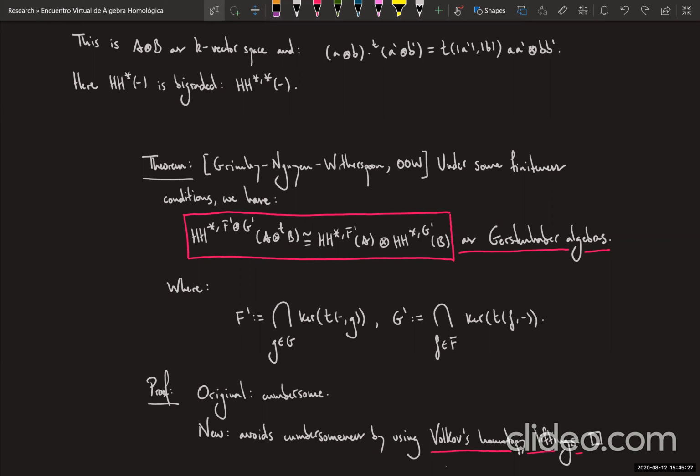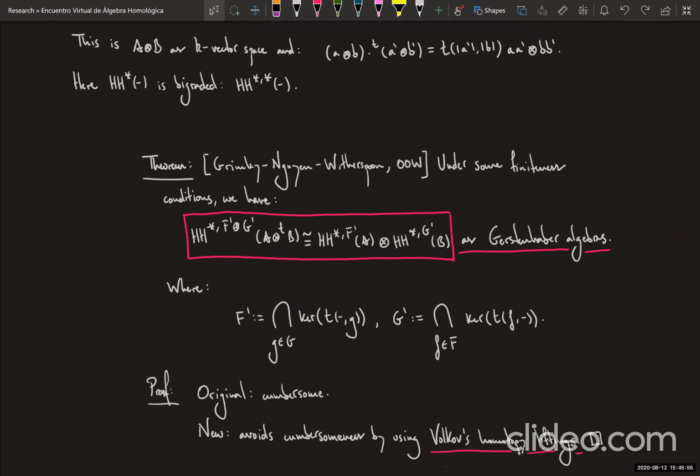Before we continue, f prime and g prime are just some intersections of the kernels of the bicharacter. These are just some subgroups of f and g. So this doesn't completely characterize the Hochschild cohomology of twisting by a bicharacter because we are only taking some degrees, but it is true, and this is the result that we want to focus on.